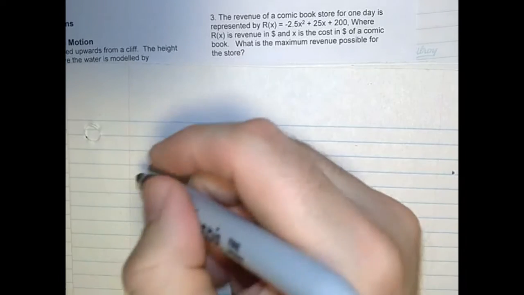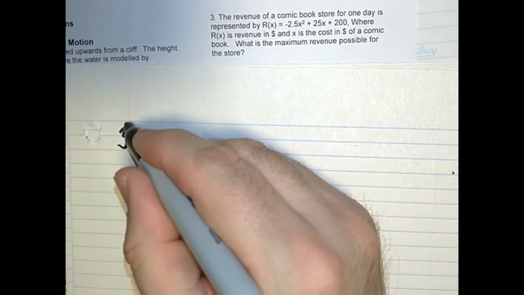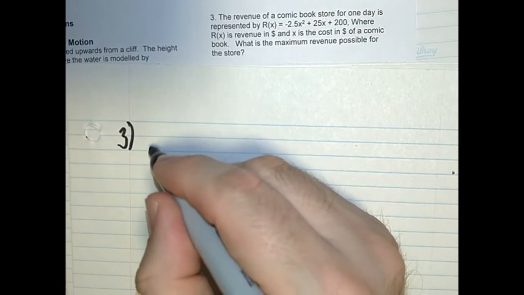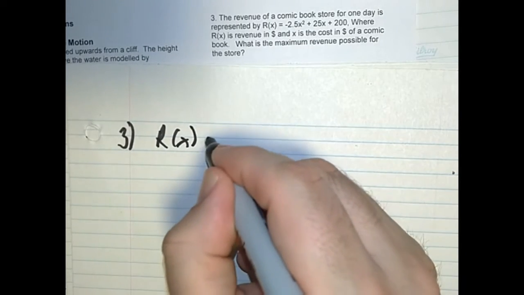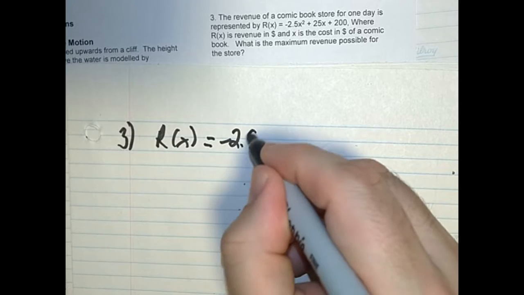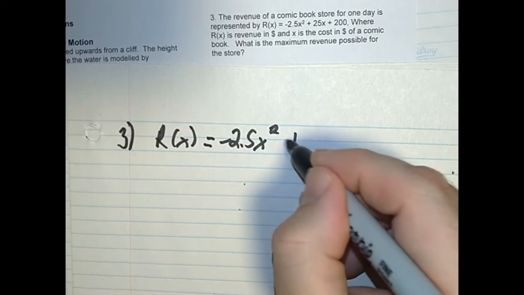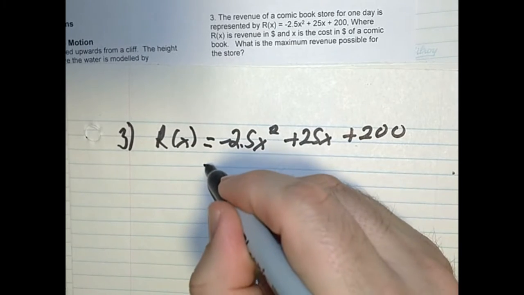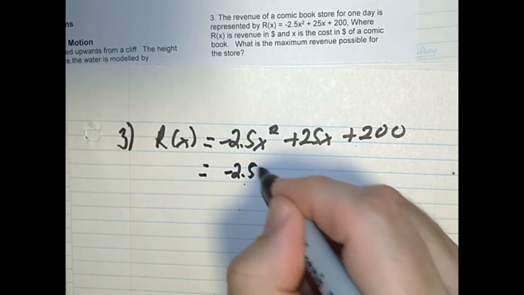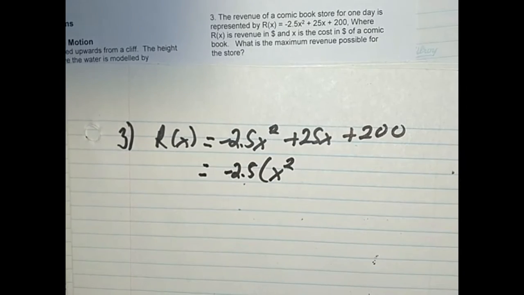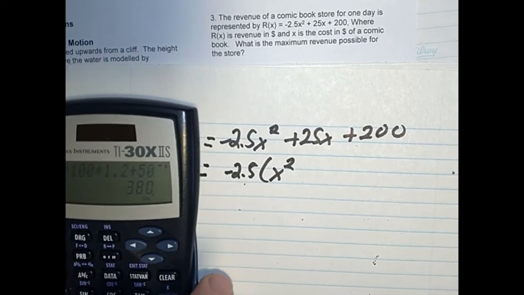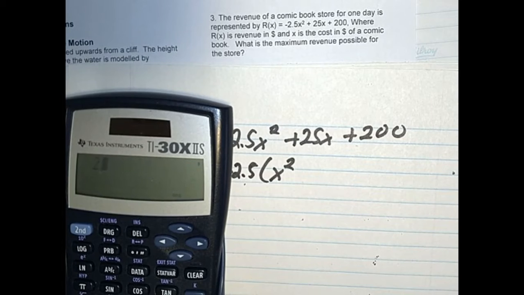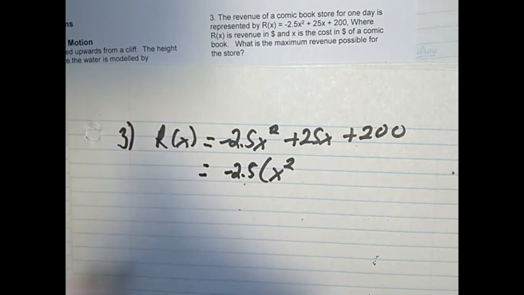Well, as soon as you see that, you know it's a completing the square. So question 3 is a completing the square because you see maximum. So we're just going to complete the square again. Minus 2.5x² plus 25x plus 200. So we're going to take the minus 2.5 out and get x², and then 25 divided by negative 2.5, so 25 divided by negative 2.5, negative 10x.